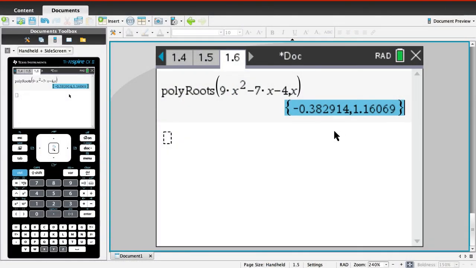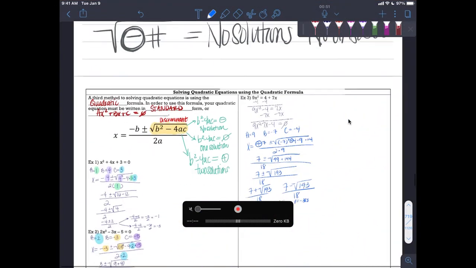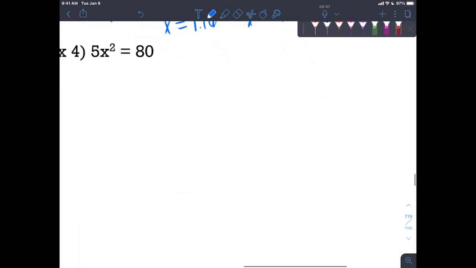Again, take a look at these numbers. See how crazy these are? This is going to be usually what this formula was used for, because there's no way that we would have been able to factor for this. All right, let's go ahead and take a look at our very last example.